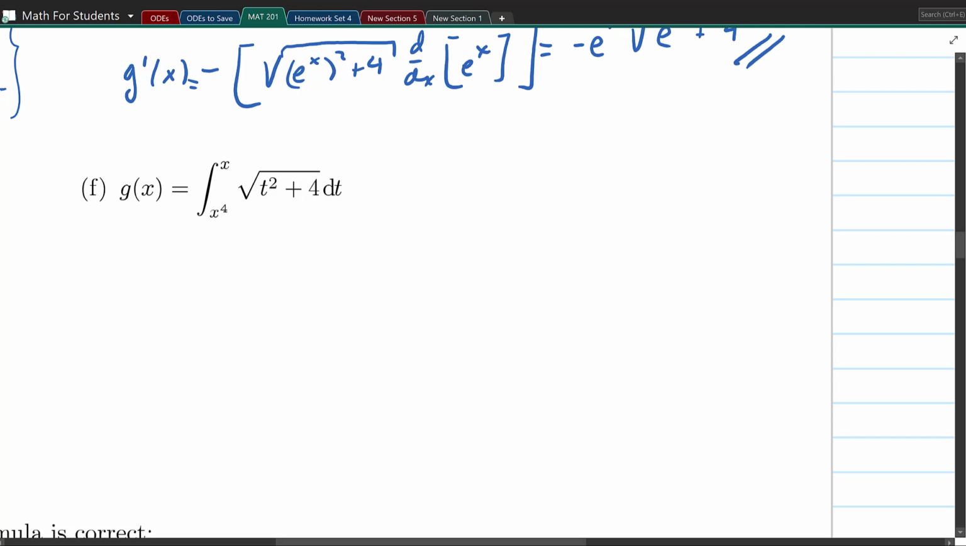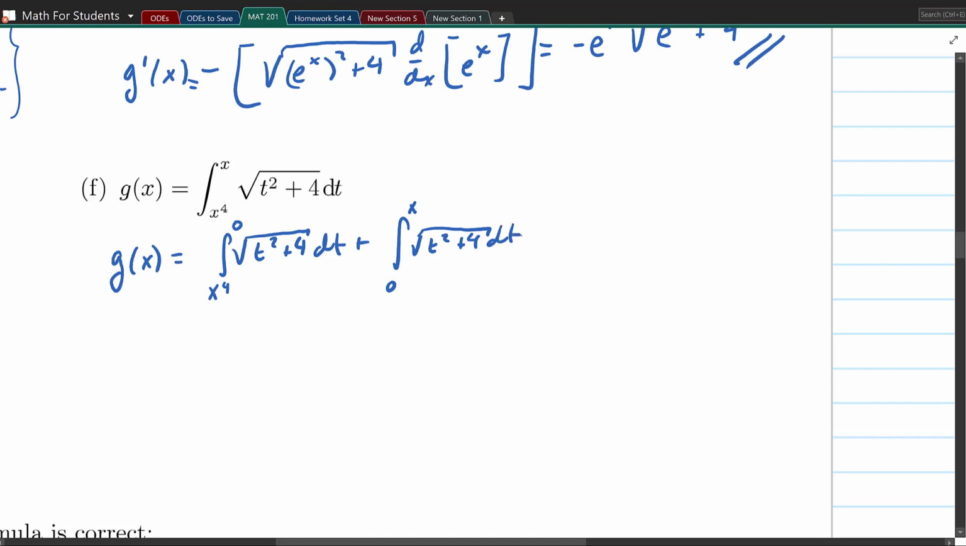Okay, I'm going to let you try letter F on your own, but let me get you started. The first thing I'm going to do is break this problem up into two separate pieces. I'm going to say that this is the integral from x to the 4th all the way up to, I don't care which value I pick, let's pick the value 0, of the square root of t squared plus 4 dt, plus the integral from 0 to x of the square root of t squared plus 4 dt. So what I did was I broke this integral up at some fixed number.